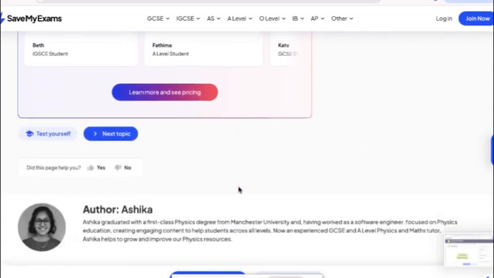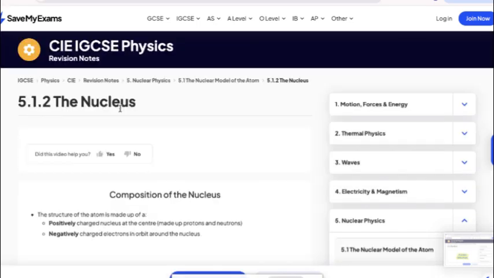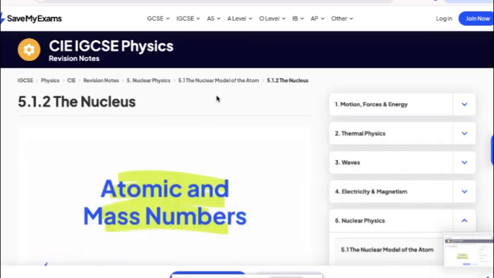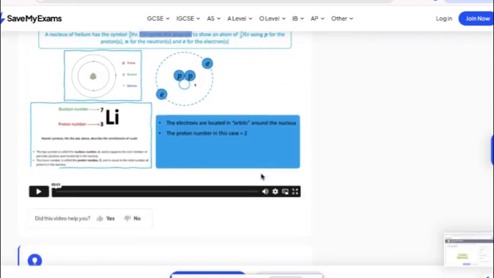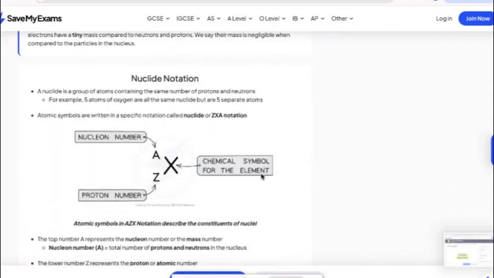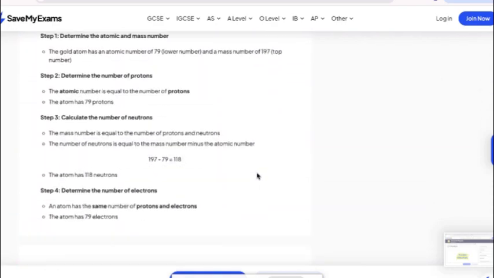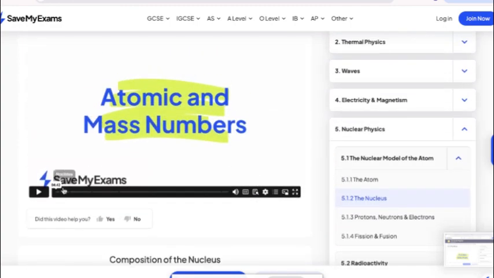Is that okay? Let's see if we're going to have a next section. The nucleus. Let's listen to this tutorial about the nucleus before we move to the next section. Now, the first tutorial.